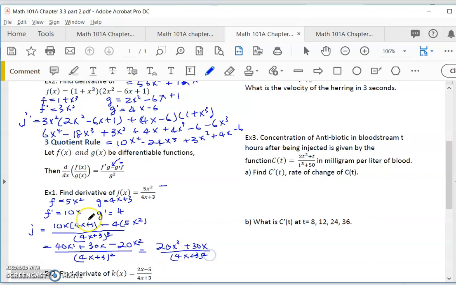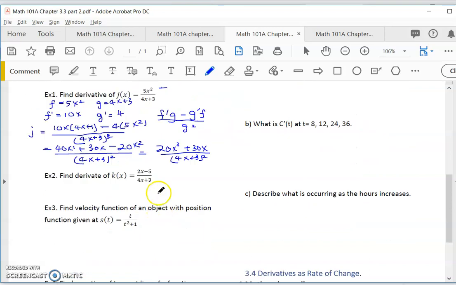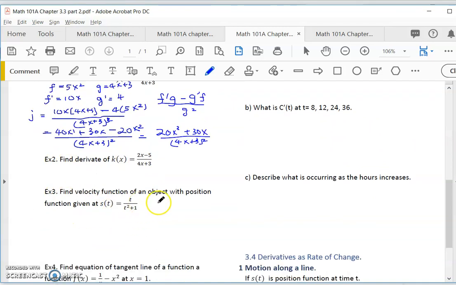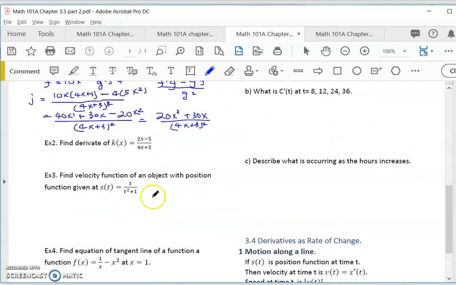So you have f prime g minus g prime f, the top over g square. So just remember that's how you do it. There's another one. I'll do it in class. And then this is the velocity. Let's quickly do the velocity.